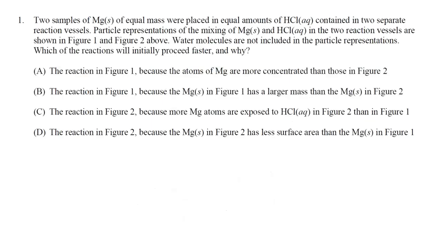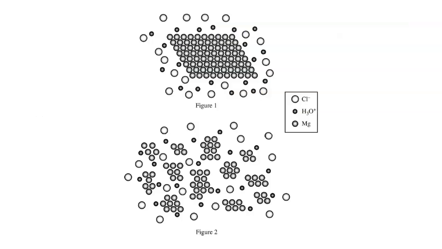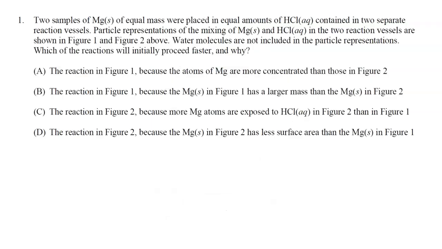So question 1 says, 2 samples of solid magnesium of equal mass were placed in equal amounts of aqueous hydrochloric acid, HCl, contained in 2 separate reaction vessels. Particle representations of the mixing of solid magnesium and aqueous hydrochloric acid in the 2 reaction vessels are shown in figure 1 and figure 2 above. Water molecules are not included in the particle representations. Which of the reactions will initially proceed faster and why?